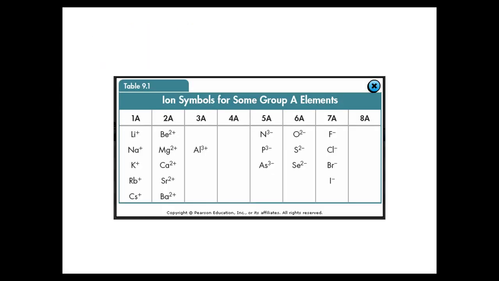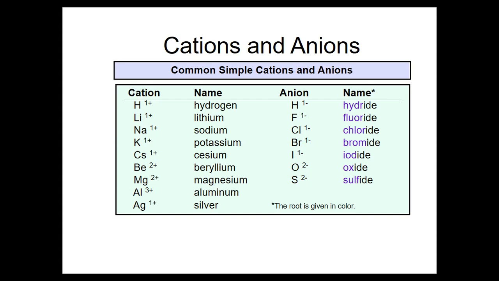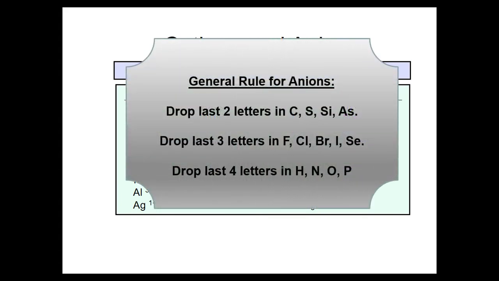Okay, so again, this is just another representation of the same thing, but you notice here these are the charges we'll be using for ionic compounds. Now here, I want to show you the endings, which letters we drop, and I have something which I want you to copy down. When we look at our carbon, sulfur, silicon, and arsenic, we're going to be dropping the last two letters of those names and adding IDE to make carbide, sulfide, silicide, and arsenide.